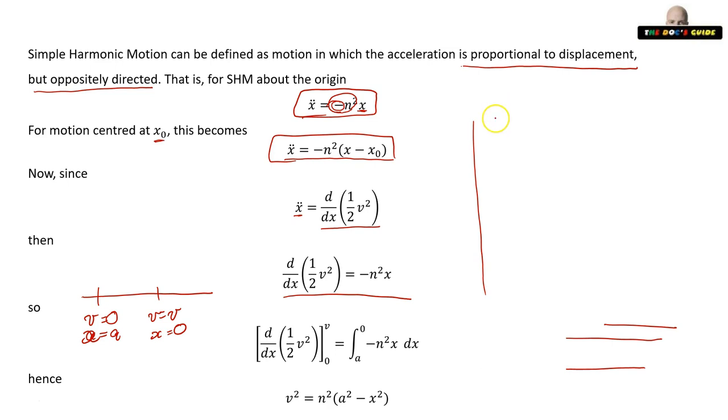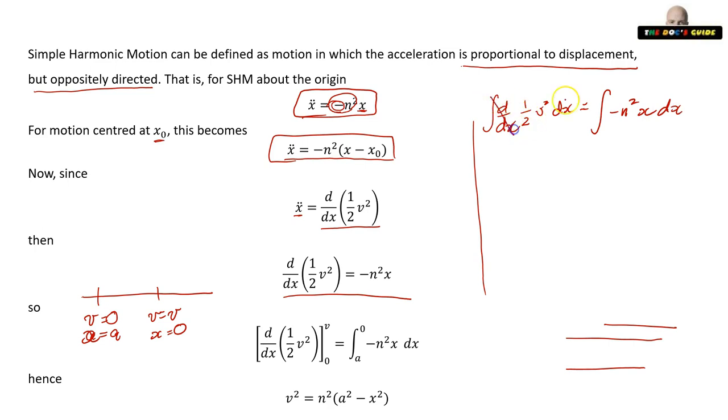Now I'll just do over here the longer version for you, and probably realistically this is the version that most of you would prefer. So if we go from this line here, d/dx of a half v squared equals minus n squared x, I'm going to then say that we will take the integral with respect to x of both sides, so the integral of d/dx of a half v squared dx will equal the integral of minus n squared x dx.